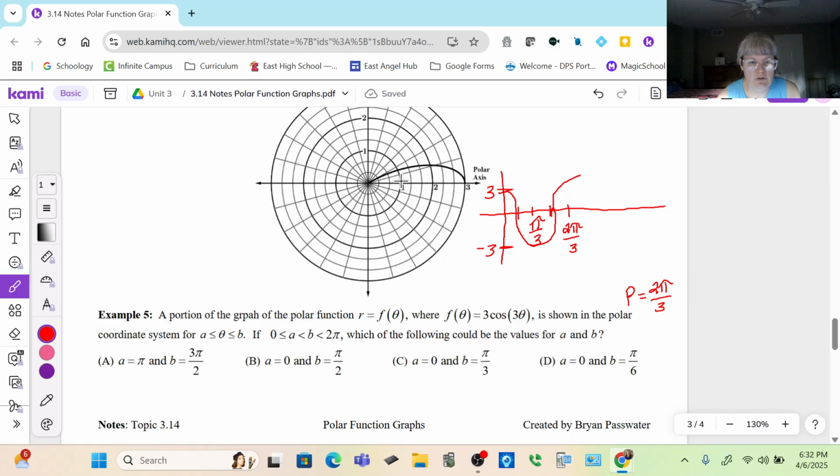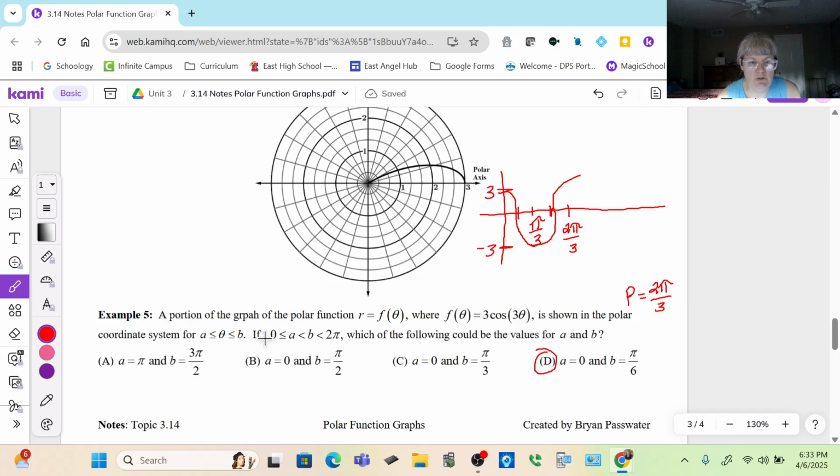So as I look at this graph, at 0, I'll be at 3. And then my radian measure is decreasing until I get to pi over 6 here, because that's halfway between 0 and pi over 3. That's going to be pi over 6. So from 3, we're having a decreasing radius till we get to 0. So that is going to be A is 0, B is pi over 6. And that's what we're looking for.